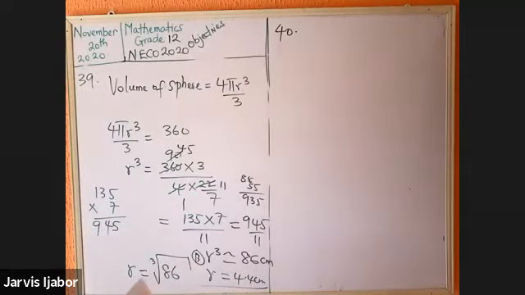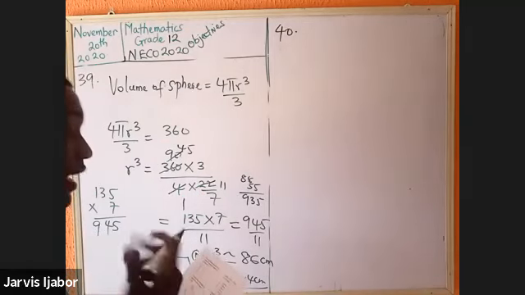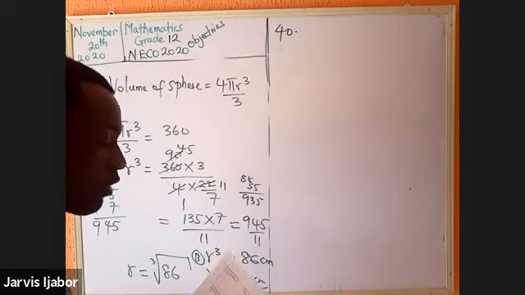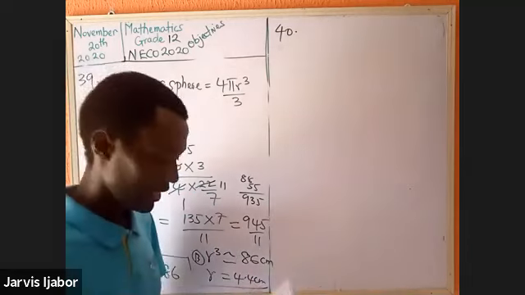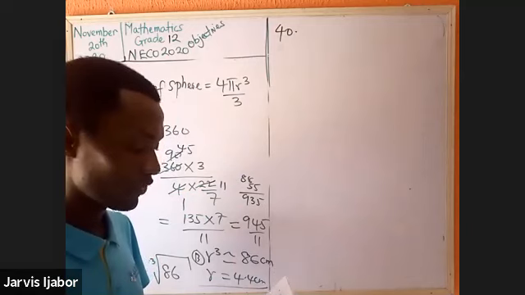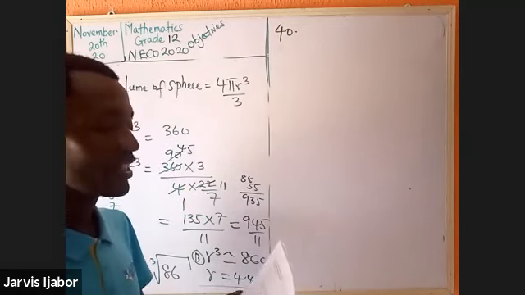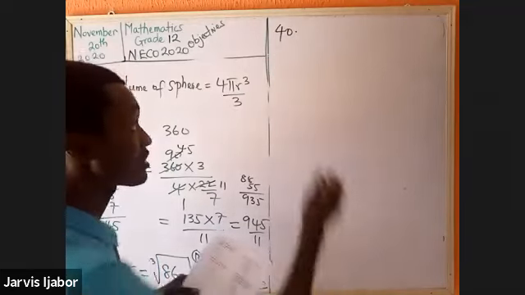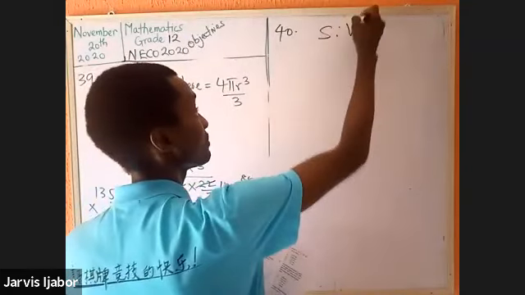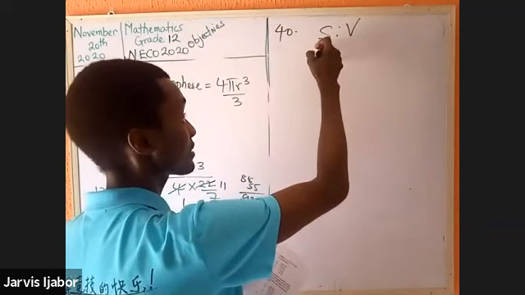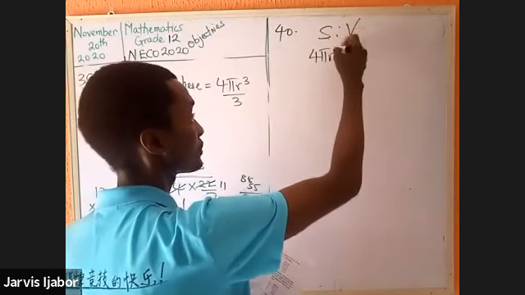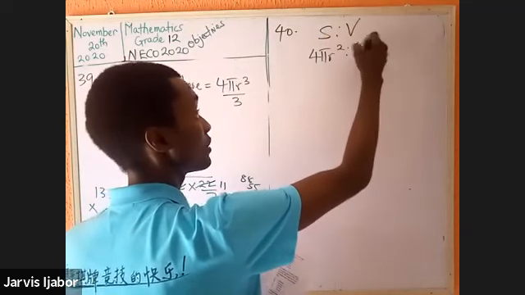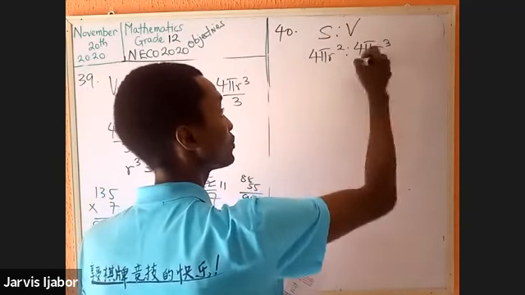In question 40, S is the surface area and V is the volume of a sphere of radius 5. Calculate the ratio of the surface area to the volume. That one is very simple. S to V. What is S? S is 4 pi r squared. What is V? 4 pi r cubed over 3.